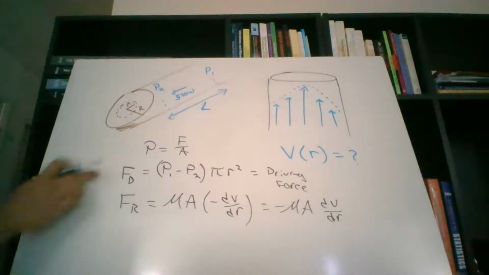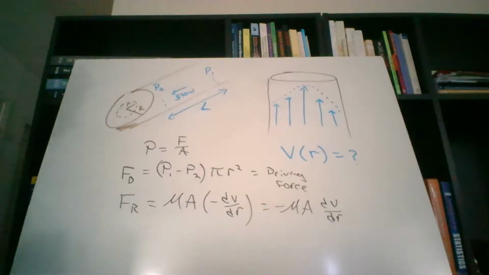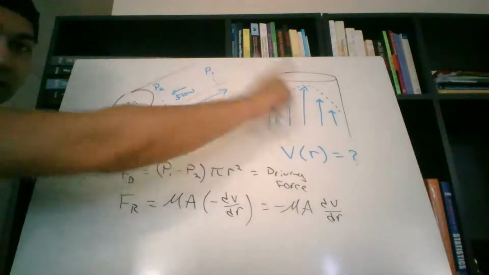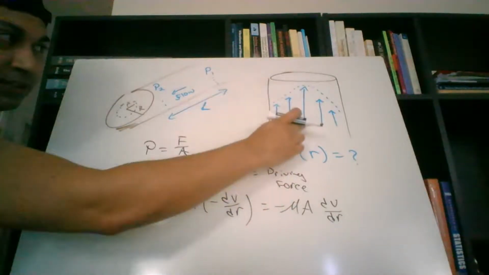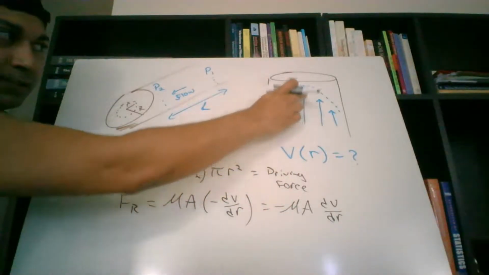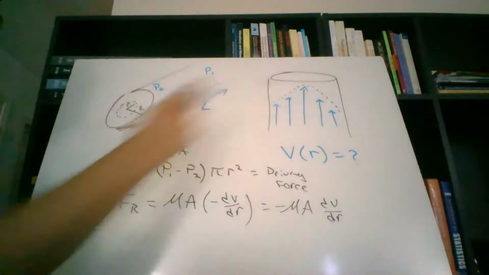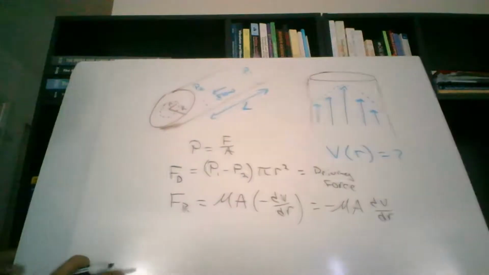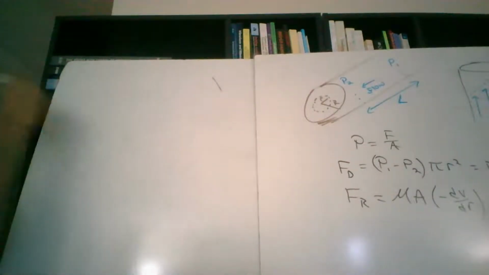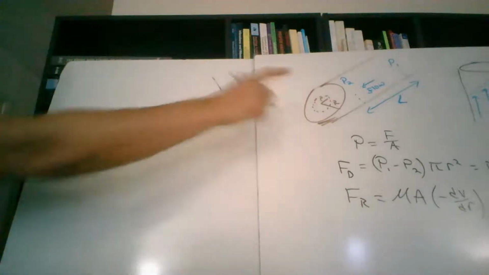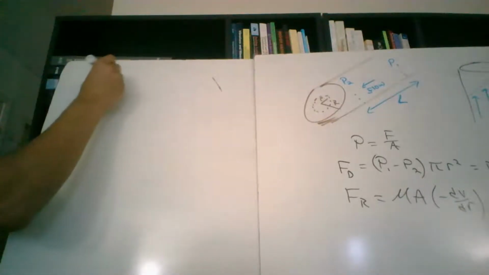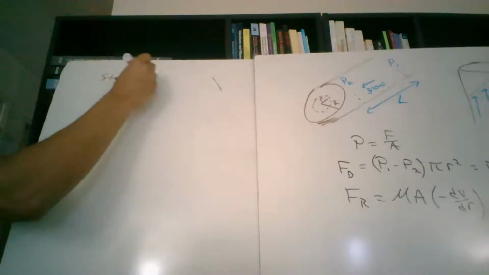And so we have these 2 forces. And what we want is the velocity here to be moving at a constant speed. So this velocity at the center is moving at a constant speed. This velocity is moving at a constant speed. This velocity is moving at a constant speed. And if all the velocities are moving at a constant speed, we could say that the flow of water is in steady state.